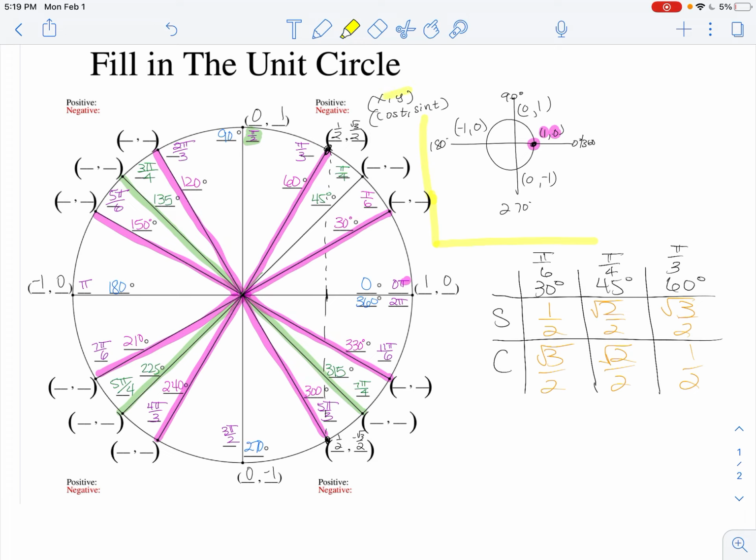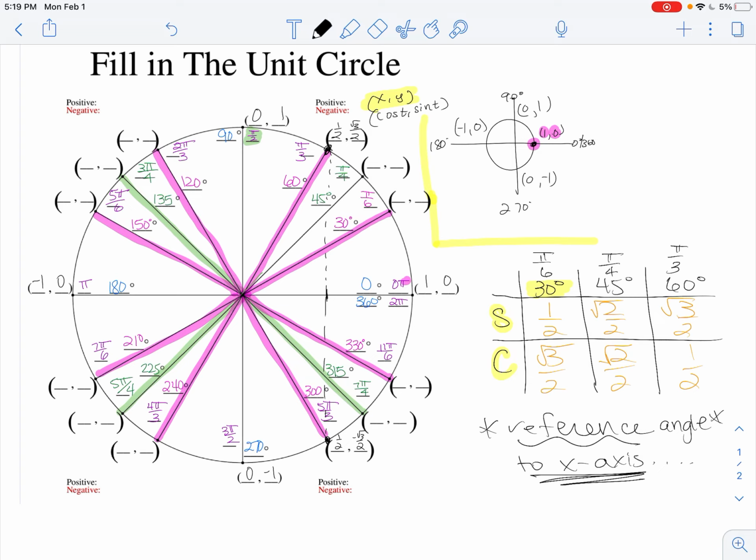Remember those values for x and y that we talked about before, cosine and sine? These are those values, sine and cosine. So for every 30-degree reference angle, keep in mind, a reference angle is in reference to the x-axis. So whatever angle it makes to the x-axis is the reference angle.